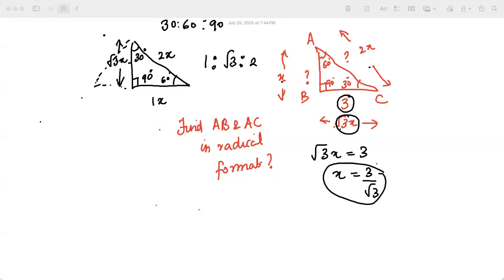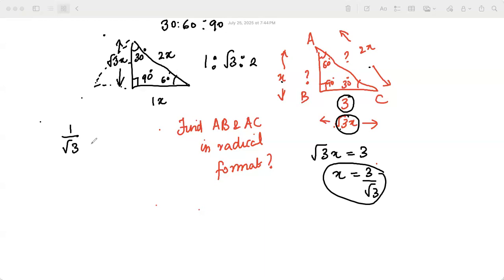The denominator, is it rational or irrational? In radicals, the denominator cannot be irrational. 1 by root 3 is an irrational number because the denominator is irrational. You cannot leave it in irrational format. Whenever in radicals you have your denominator as an irrational number, you will have to rationalize it.